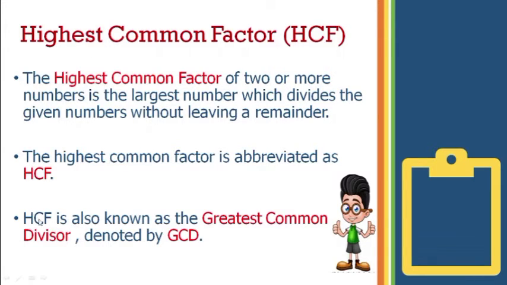Next, HCF is also known as the greatest common divisor. Another way you can say HCF is greatest common divisor, and the short form of greatest common divisor is GCD. From greatest we take the letter G, from common it is C, and from divisor it is D. So we can give highest common factor another term, greatest common divisor.